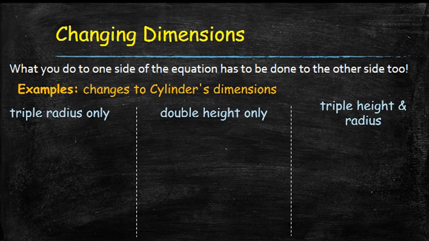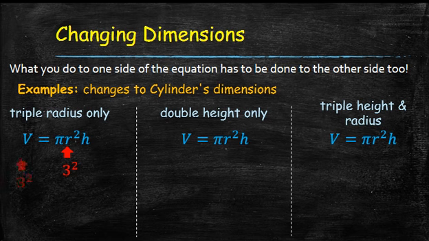So we're going to look at 3 different examples. We're going to look at when we change the radius, when we change the height, and then when we change the height and the radius, and see what each of these situations do. When we triple the radius only, we multiply r by 3. Now, r is squared, which means 3 has to be squared. And if we put a 3 squared on the right side of the equation, we have to put 3 squared on the left side. So the volume changes by 3 squared, or 9 times the volume.